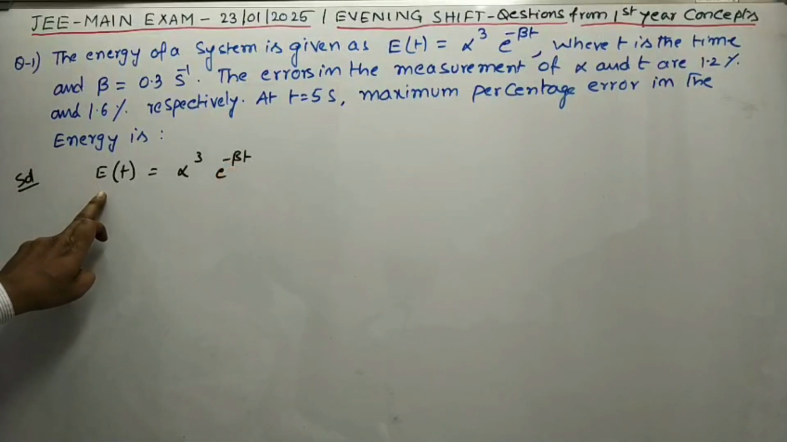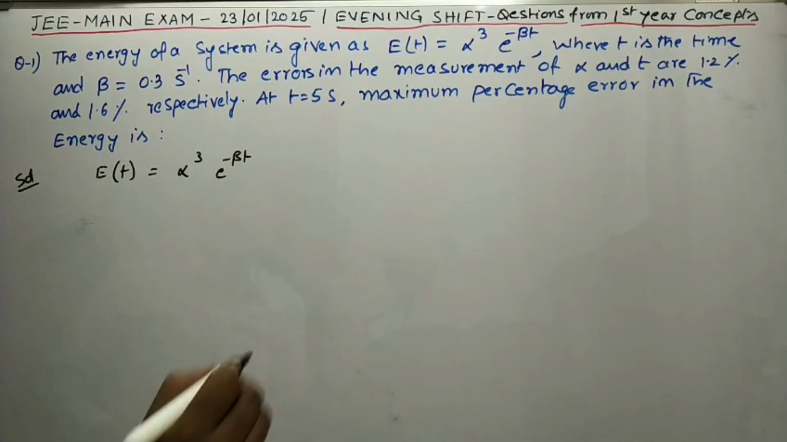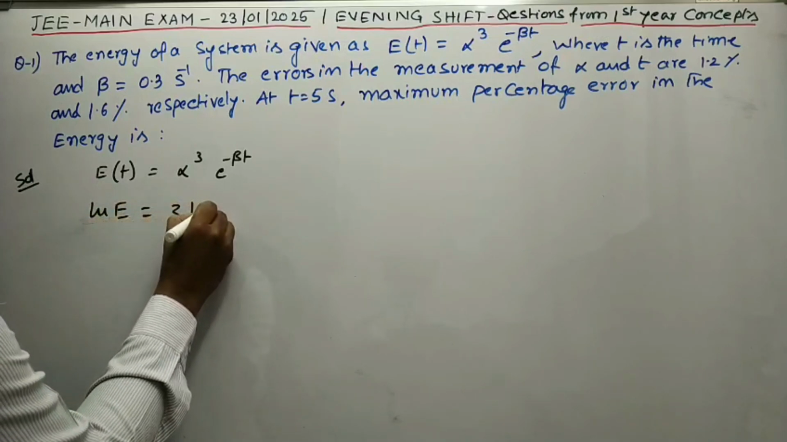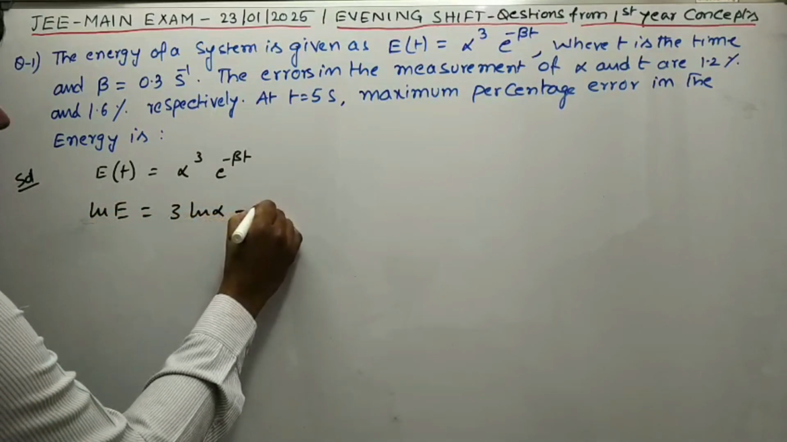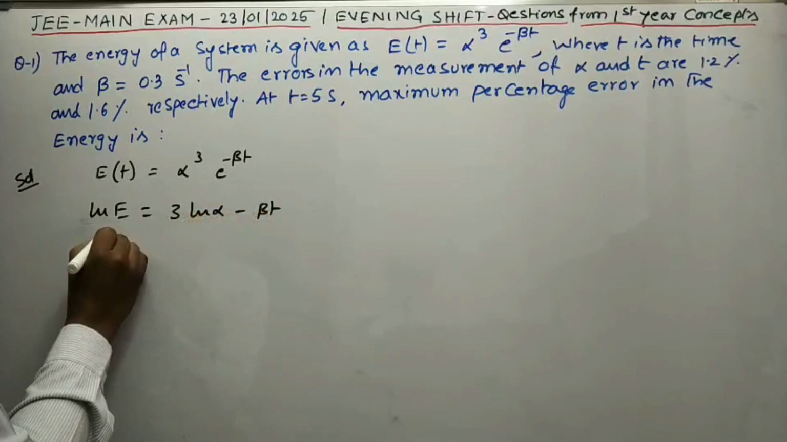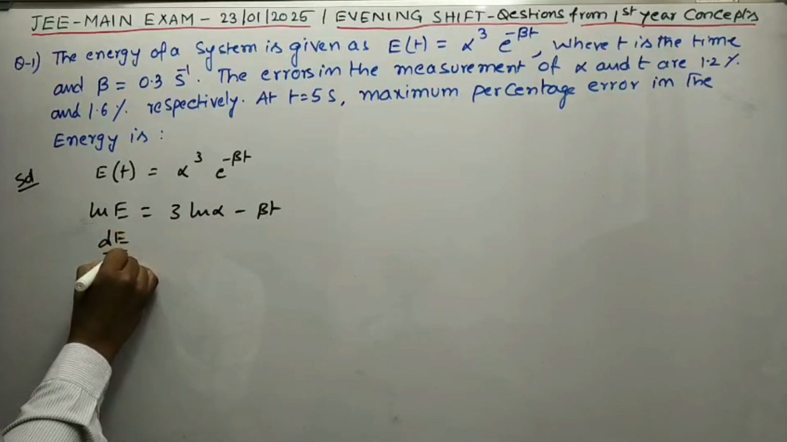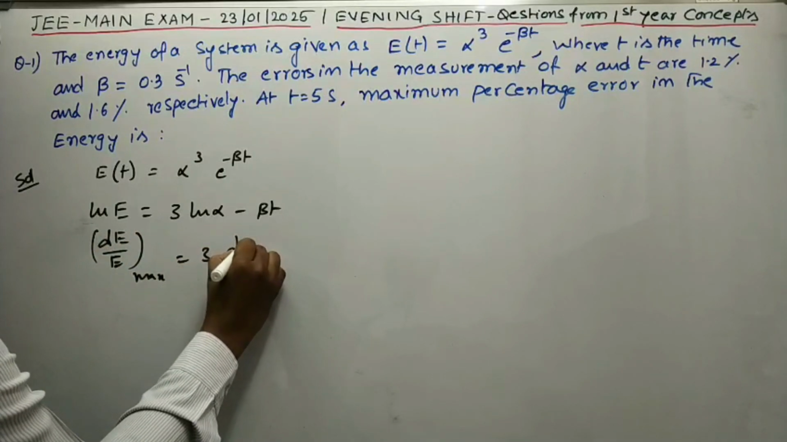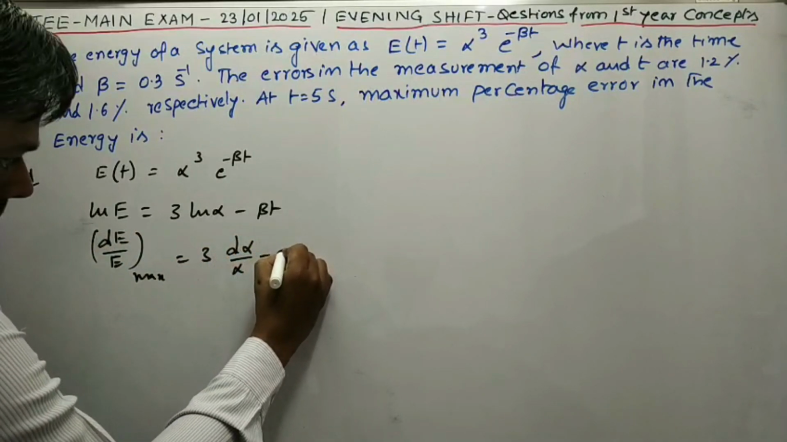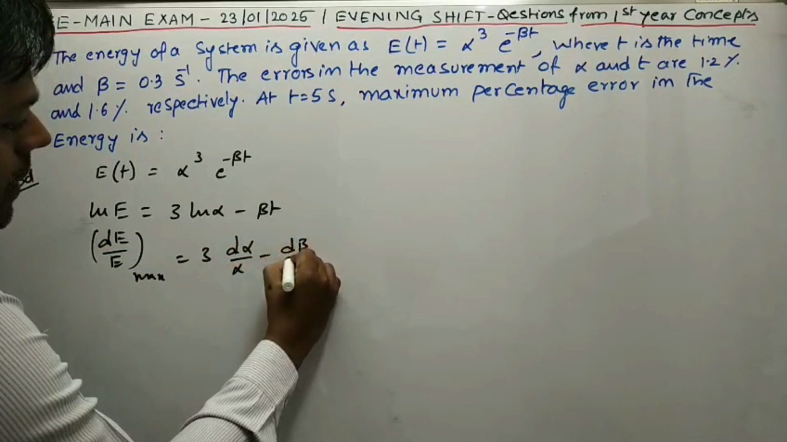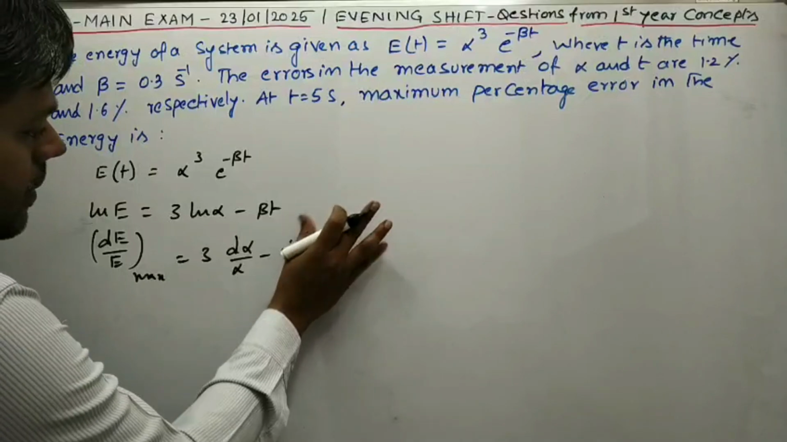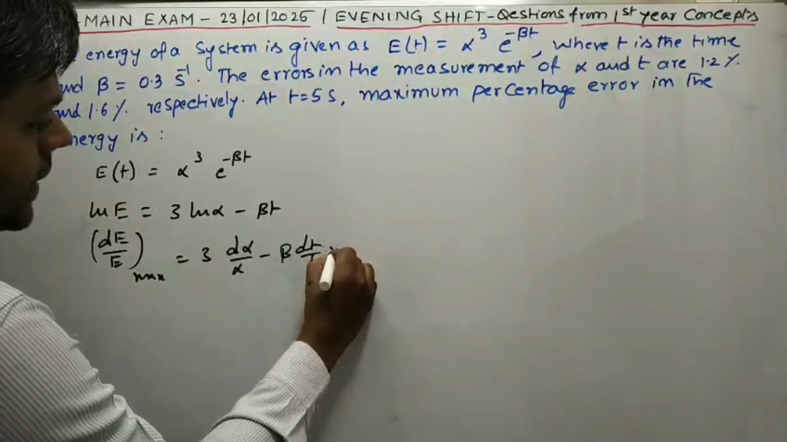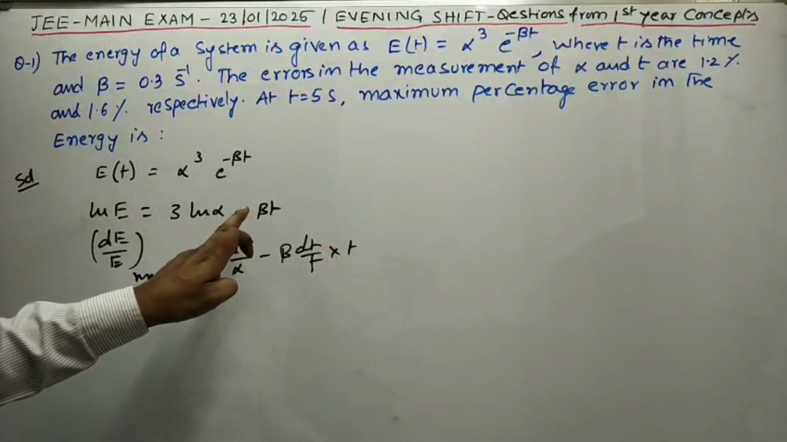You want to calculate the maximum percentage error in the measurement of energy, so you can take ln E is equal to 3 into ln alpha minus beta t. Okay, you want to calculate the maximum percentage error. That means dE by E maximum is equal to 3 into d alpha by alpha minus beta into dt by t into t, according to the logarithm function.